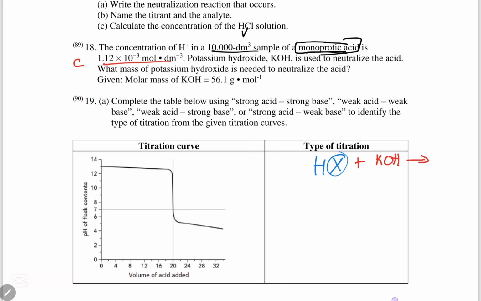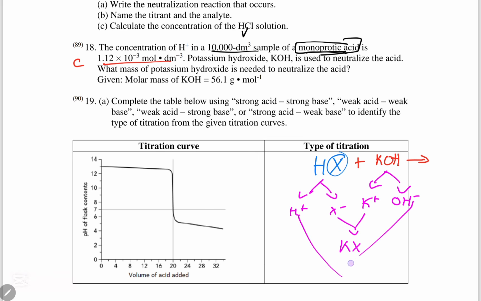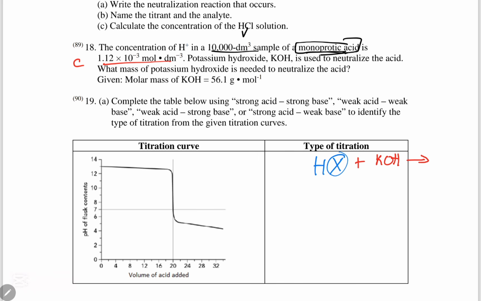So I can split it up into its ions. I would get H plus and X minus. Here I split it up, I get K plus, OH minus. So here, my salt is going to be what? It's going to be KX, and my water is going to be H2O. So it reacts fully, it forms fully. It basically works in a 1-to-1 ratio. So here I have KX plus H2O. So they react in a 1-to-1 ratio.